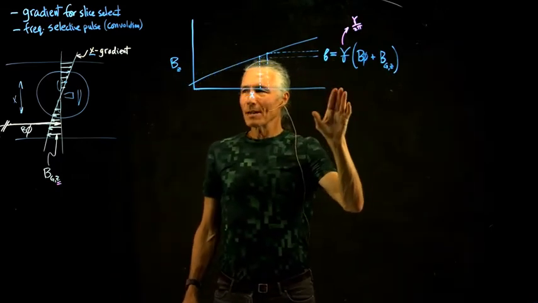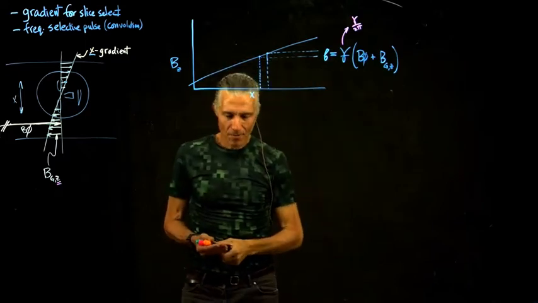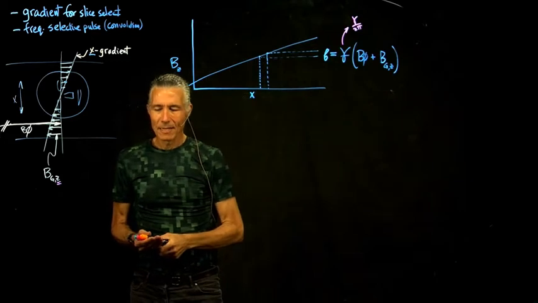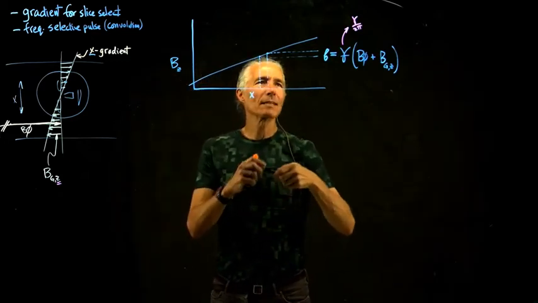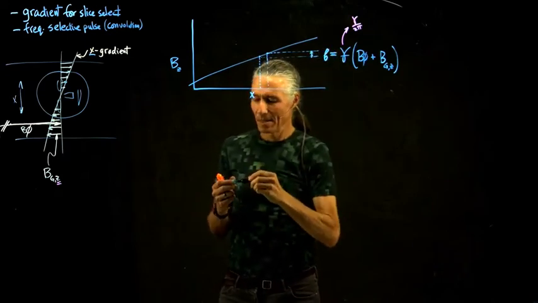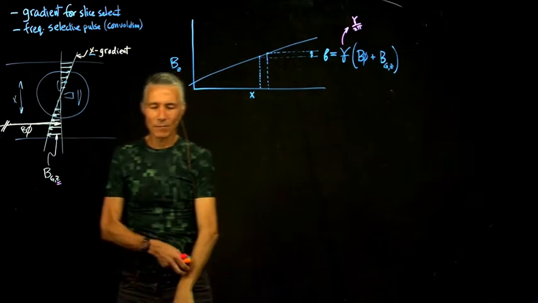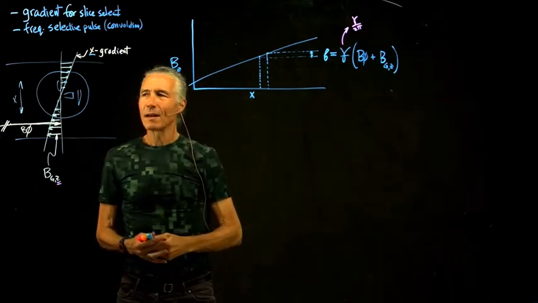But it's a little more complicated than that because we don't actually just want one frequency. What we want is a narrow band of frequencies, the frequencies that go between here and here. We don't want to feed in a single frequency. We want to feed in a narrow band of frequencies. So how do we get that?